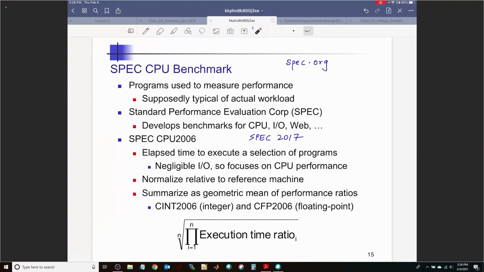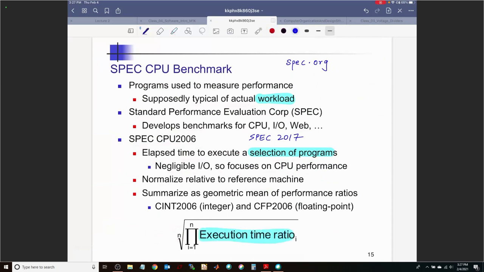Okay, so let's go down this list here. We are trying to look at elapsed time to execute a selection of programs. That's what we call the workload. We are going to make sure that we have negligible I/O so that all the focus is on how much time is being spent on the CPU. We are also going to normalize things with respect to a reference machine. But after we have all the numbers, we are going to use the geometric mean, right? So we are going to take the nth root of the product of the execution time ratio, also called the SPEC ratio, for all the programs.